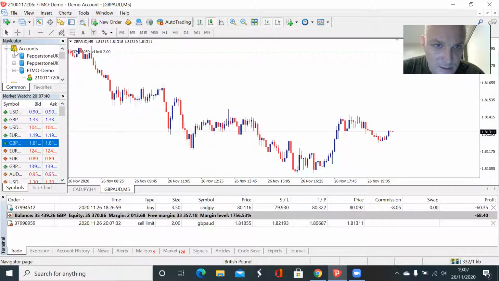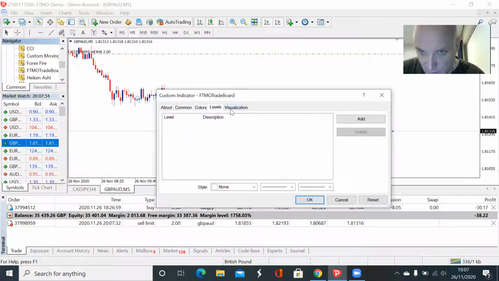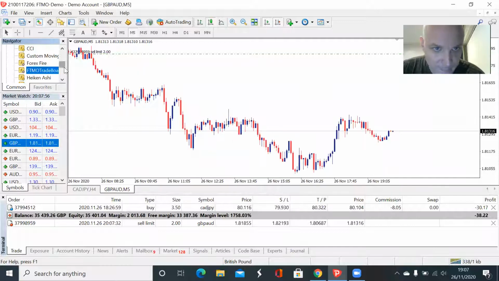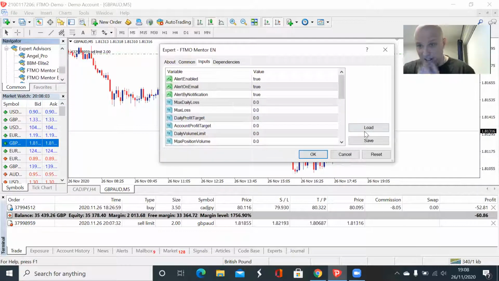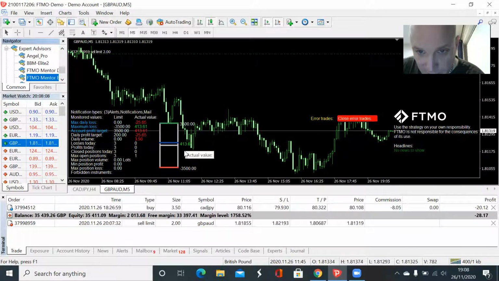From there, I'm just going to put over, where are we at? Let's get rid of the accounts. FTMO trade board. Right, I want to put this over on here. This is the advisor, which is going to tell me where we are with equity. You can see on here, equity is building up and down on here. This is telling us live on the equity.